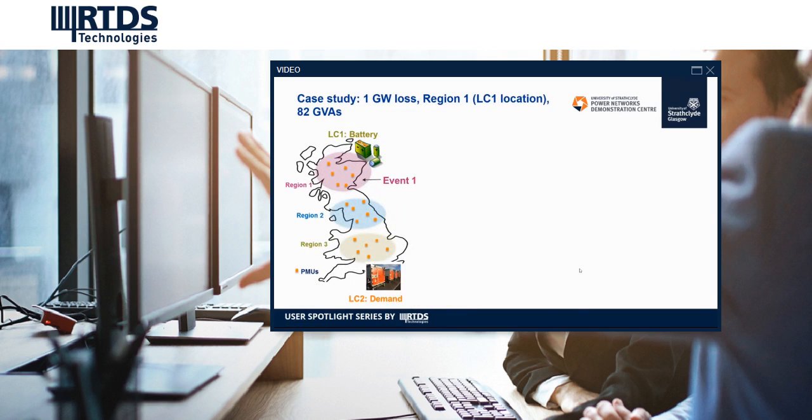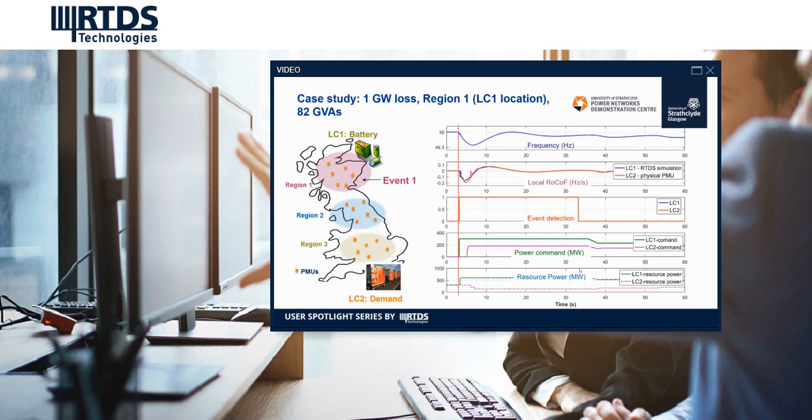Here are the results from the test. When an event occurs, both local controllers very quickly detect the event successfully within 1 or 2 cycles. And because the event is located in region 1, which is the location where local controller 1 is located, local controller 1 deploys all of its response immediately when the event is detected, with all of the reserve.